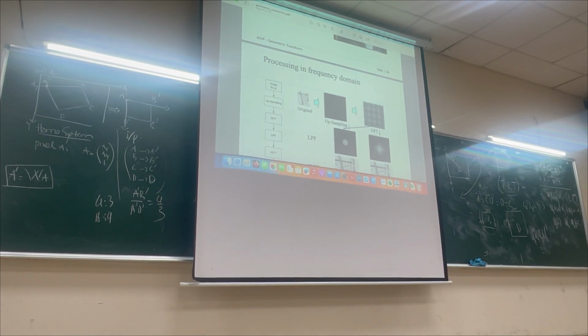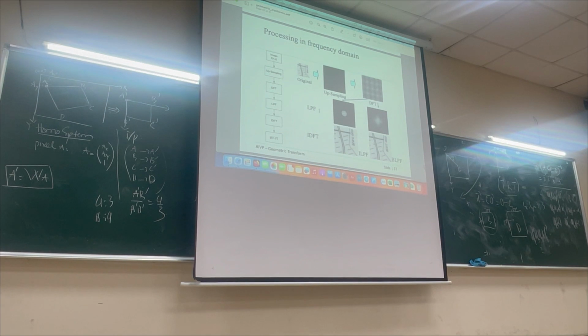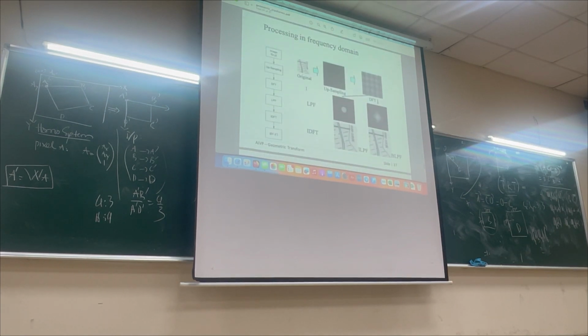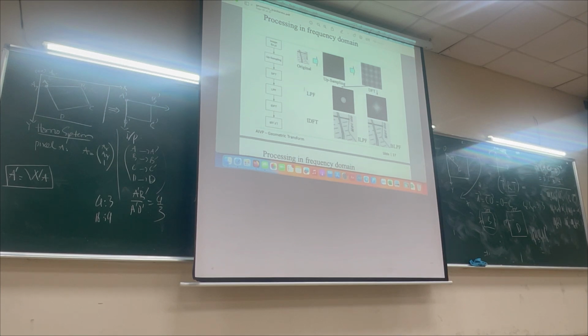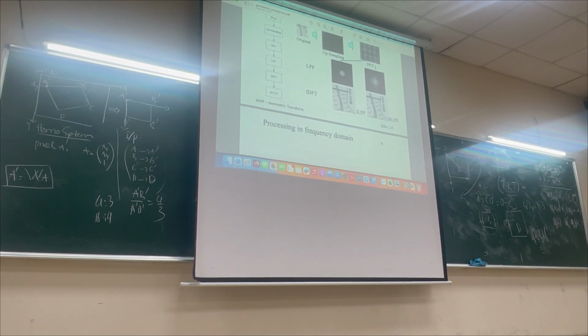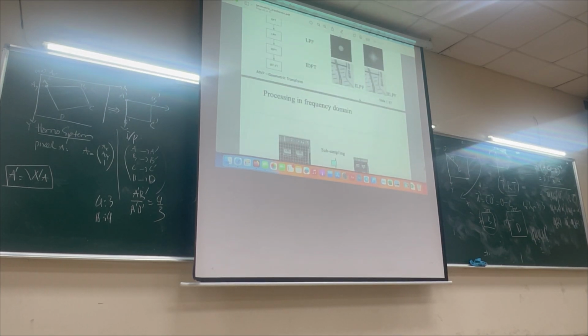Or you can do only scaling. Now you only do scaling, right? So special for scaling, you have to perform in Fourier transform. Okay? In this order.